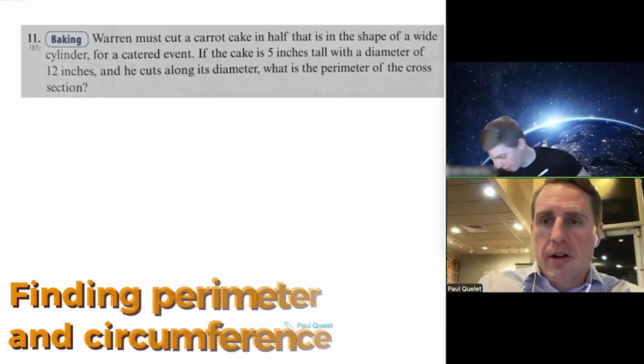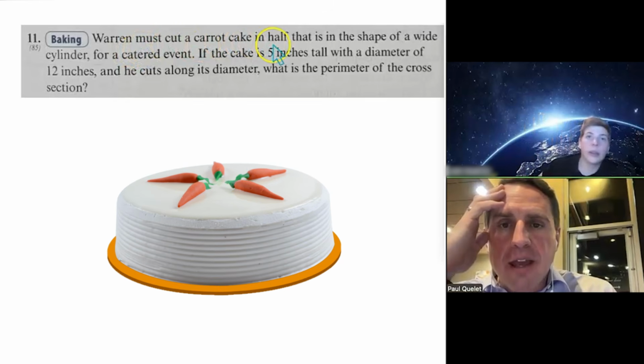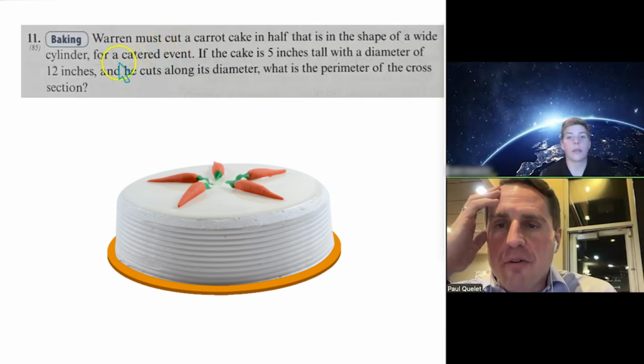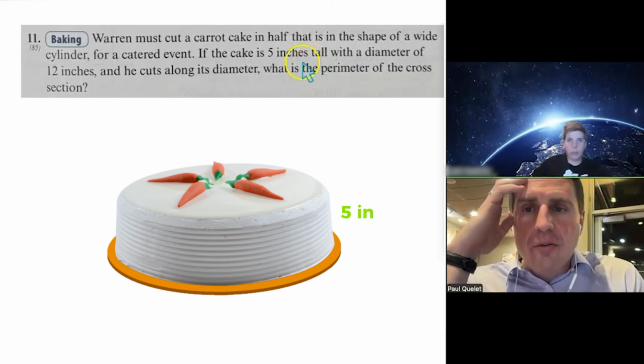Let's move it along. 11, baking. Warren must cut a carrot cake in half that is the shape of a wide cylinder for a catered event. If the cake is 5 inches tall with a diameter of 12 inches and he cuts along the diameter, what is the perimeter of the cross section?